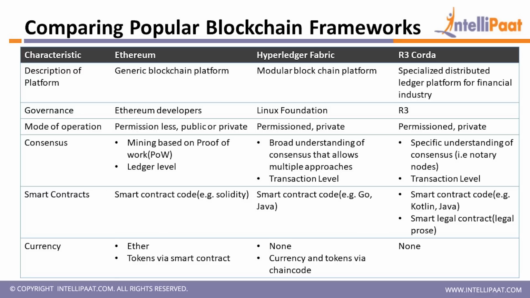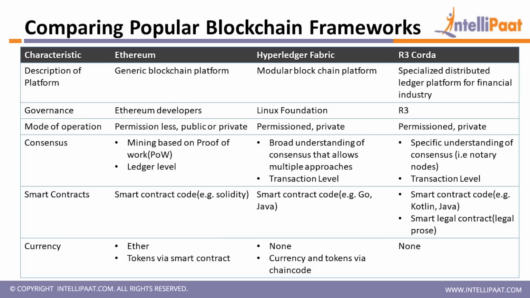Smart contracts. Smart contract code is written in a programming language called Solidity in Ethereum, which is similar to JavaScript. In Hyperledger Fabric, Go and Java are used to write the programs for smart contracts. For R3 Corda, Kotlin and Java languages are used, and smart legal contracts use legal prose.